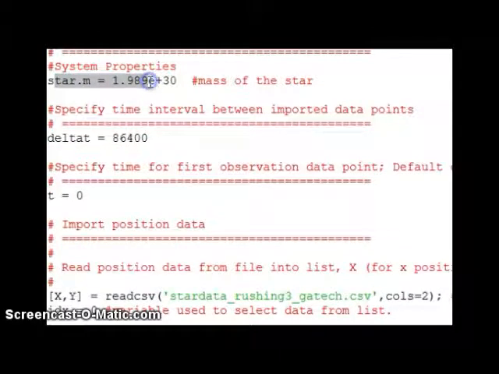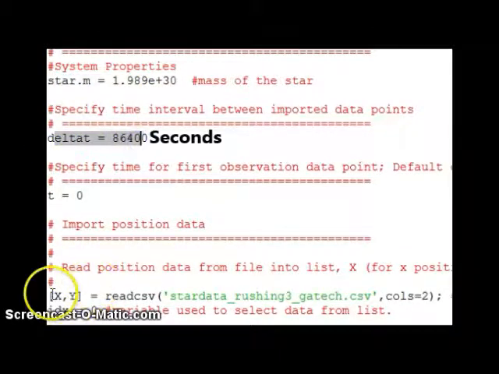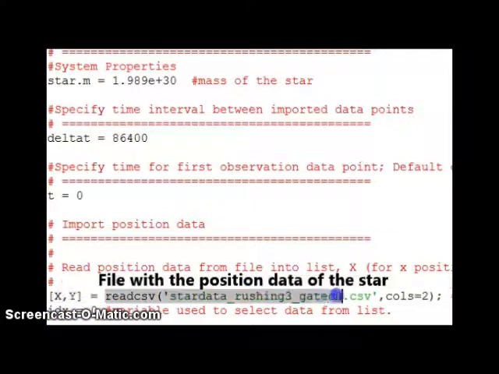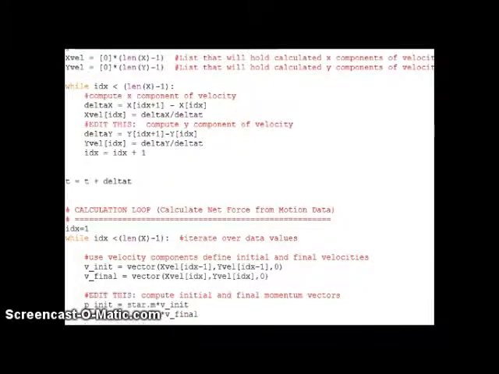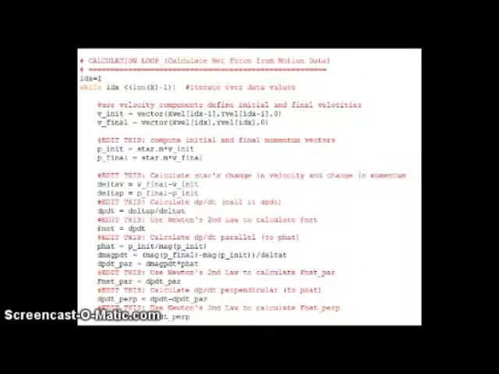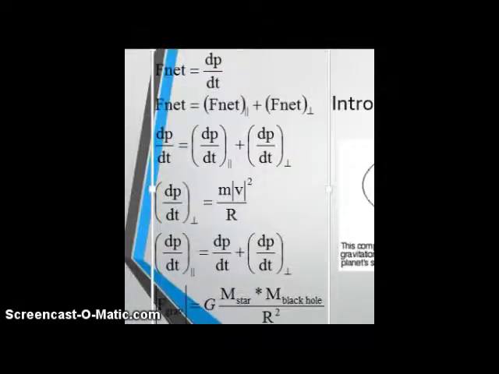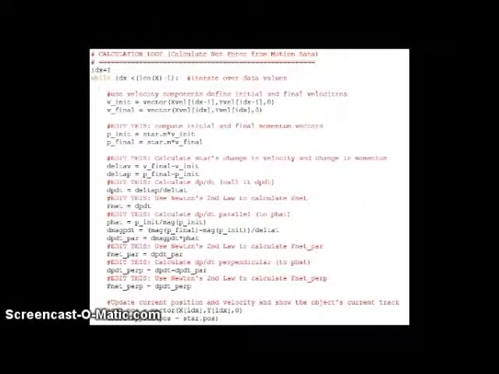After plugging in the star's mass, the delta t, and attaching the CSV file, star data, which allows us to find the delta v and the delta t from the change in positions over time provided in the CSV file, I then set up my equations based on the momentum principle. Here we can see some equations that were shown earlier in the video. These equations here, but just translated into Python code. As we can see right here, for example, Fnet equals delta P over delta T, which is exactly the same as our example equation shown earlier in the video.